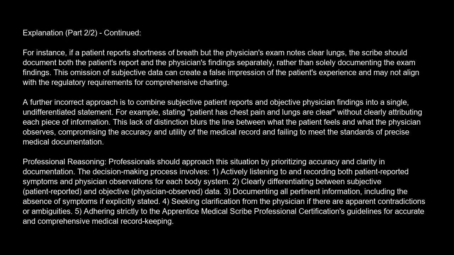Professional reasoning. Professionals should approach this situation by prioritizing accuracy and clarity in documentation. The decision-making process involves: 1. Actively listening to and recording both patient-reported symptoms and physician observations for each body system. 2. Clearly differentiating between subjective patient-reported and objective physician-observed data. 3. Documenting all pertinent information, including the absence of symptoms if explicitly stated. 4. Seeking clarification from the physician if there are apparent contradictions or ambiguities. 5. Adhering strictly to the Apprentice Medical Scribe professional certification's guidelines for accurate and comprehensive medical record keeping.